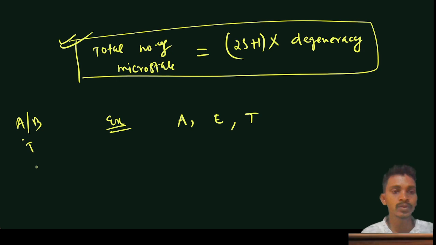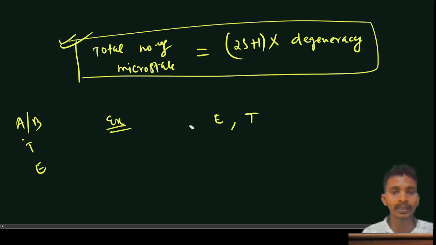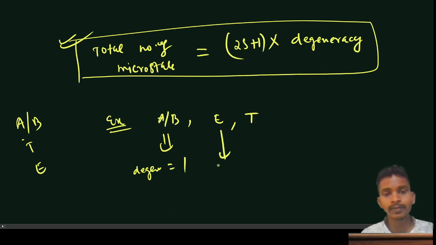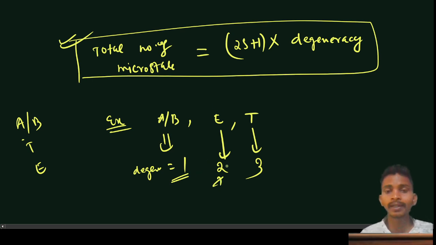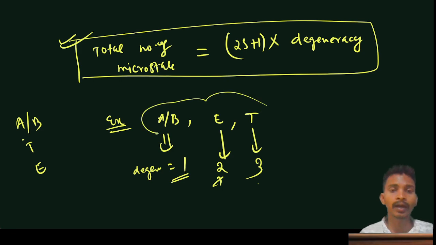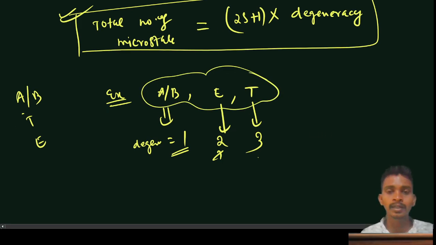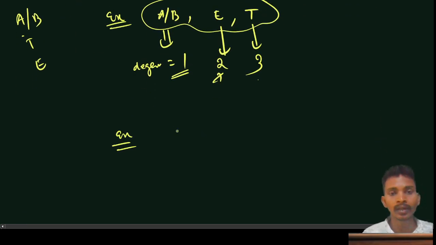You may use A, or you may use B, or you may use T, or may use E. So this A or B is the same, A is given or B is given. For both the cases degeneracy is 1, and for E degeneracy will be 2, and for T degeneracy is 3. So A or B represent the singlet, and E represents the doublet, and T represents the triplet. Okay, so these three Mulliken notations, anyone can be given to you and asked to calculate the total number of microstates.